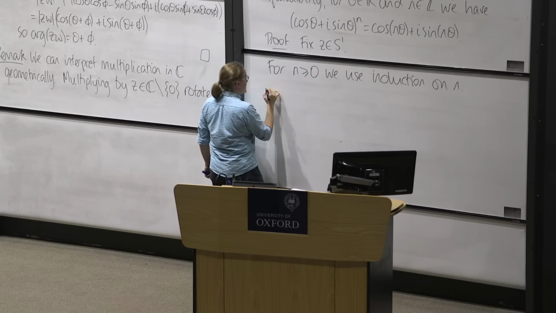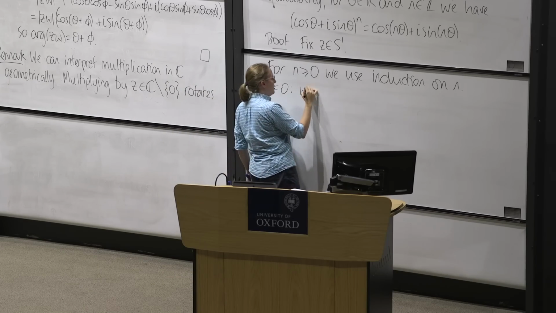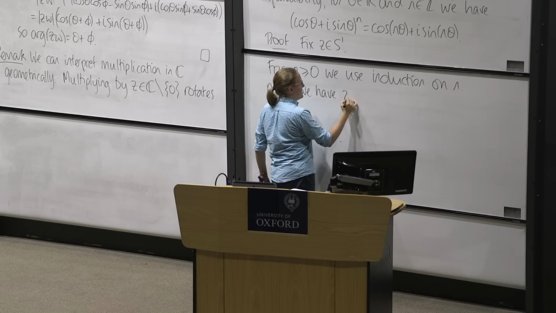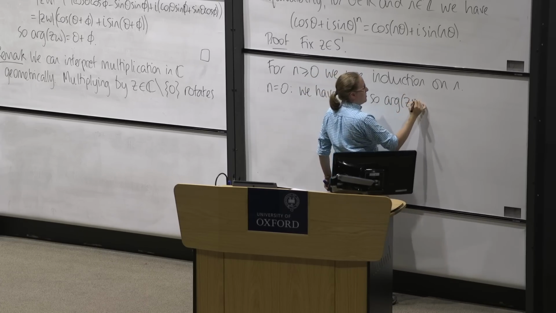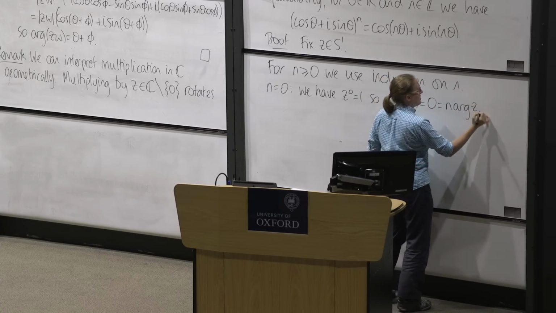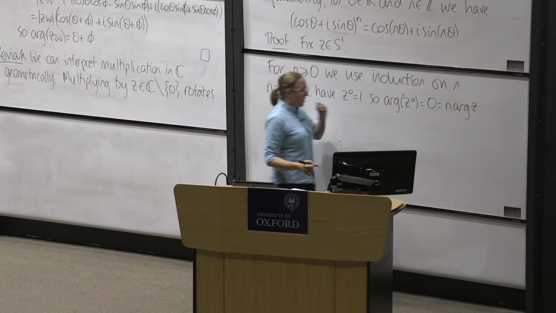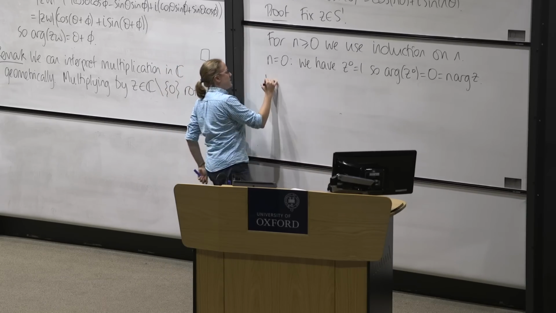So my base case is n is 0, and that's just a quick check. So z to the 0 is equal to 1. So the argument of z to the 0 is n times the argument of z in this case. So that was important, although not super exciting. More interestingly, let's think about the inductive step.